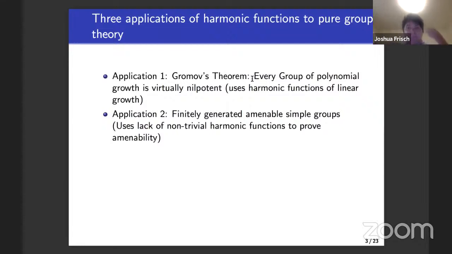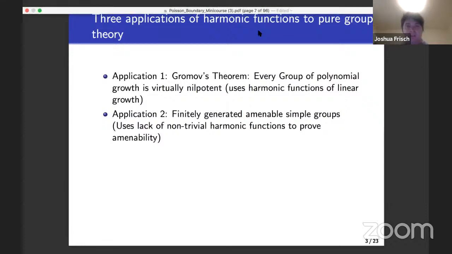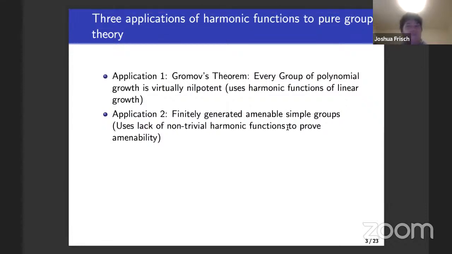And I'll bring up what amenability actually means tomorrow. So at that point, if you haven't seen amenability, you'll be able to actually understand what the statement is saying. But amenability is a very classical, very important geometric property of a group. And for the longest time, all finitely generated amenable simple groups that were known were finite.